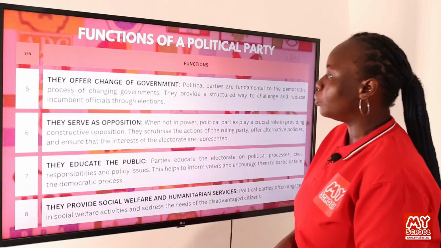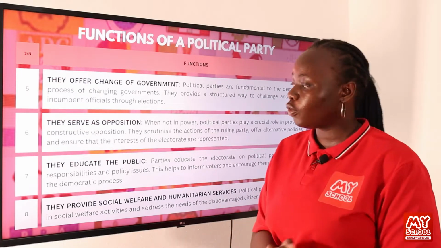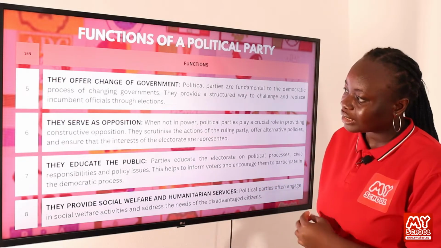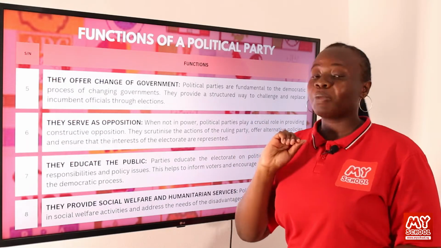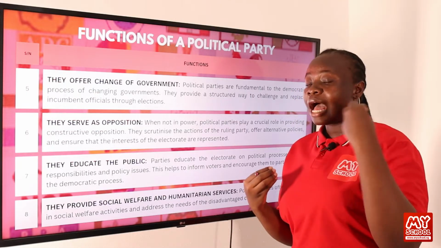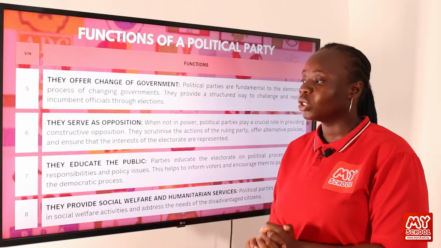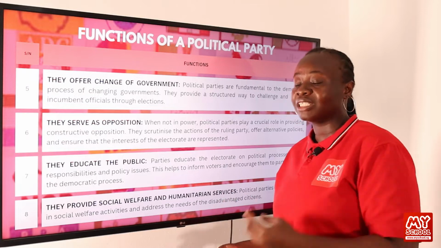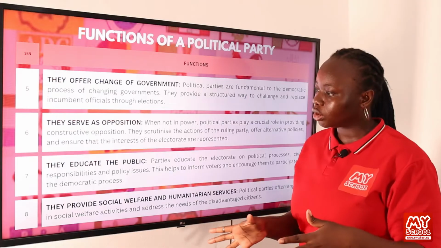They can also serve as opposition. When not in power, political parties play a crucial role in providing constructive opposition. They scrutinize the actions of the ruling party, offer alternative policies, and ensure that the interests of the electorate are represented. So, political parties serve as opposition. They serve as a watchdog to ensure that those leaders in power are actually performing their duties. If they are not performing their duties properly, they voice out their opinions, and they also represent the interests of the citizens, those citizens that are suffering as a result of the policies that have been implemented by those in power. So this is how they serve as an opposition.